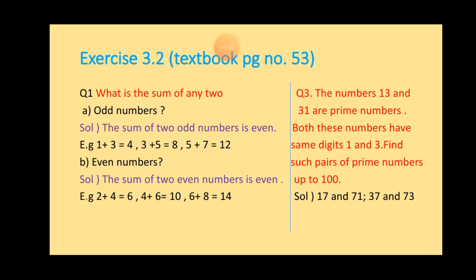Now if I talk about question number 3, you will see here that the numbers 13 and 31 are prime numbers. Both these numbers have the same digits, 1 and 3.